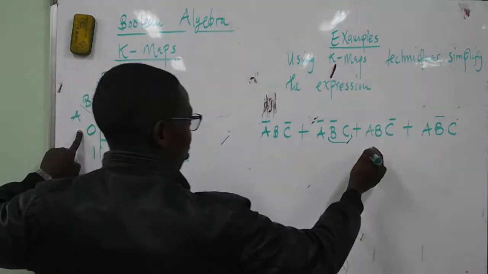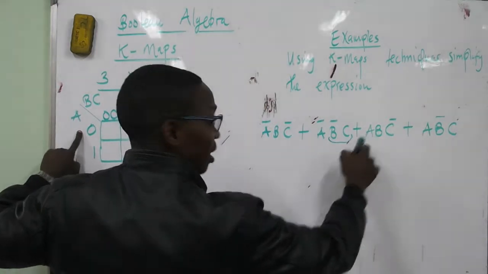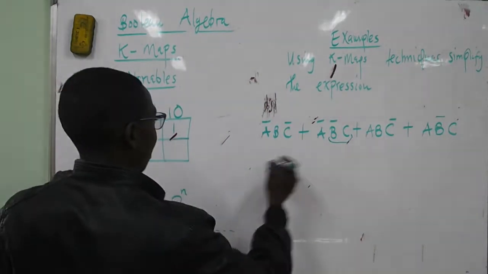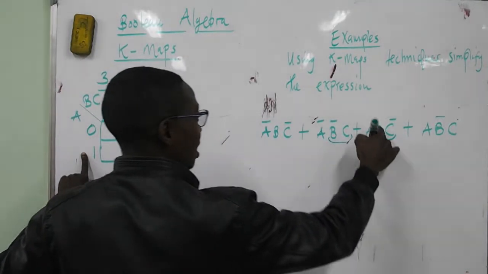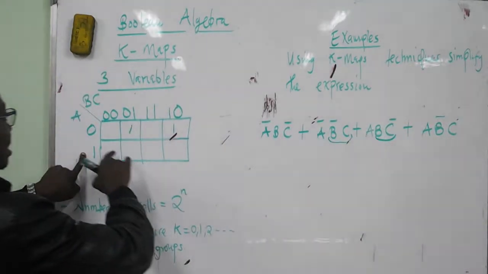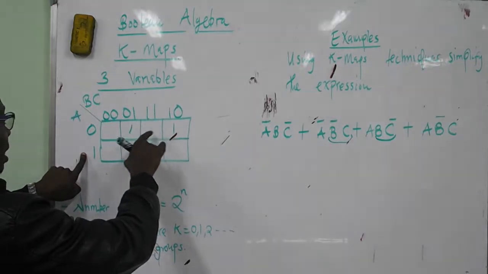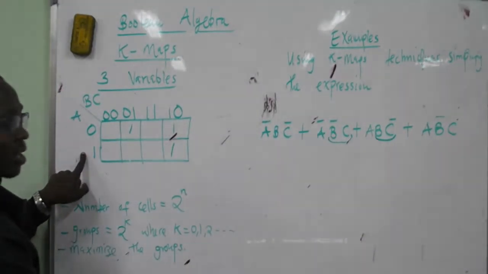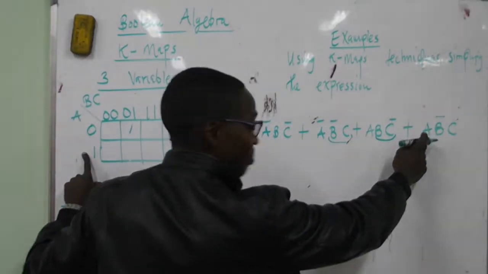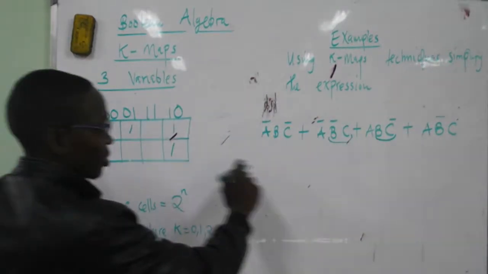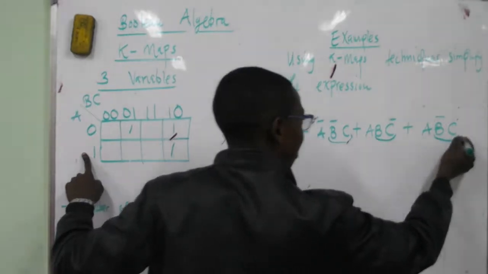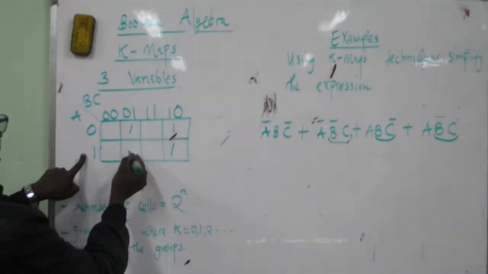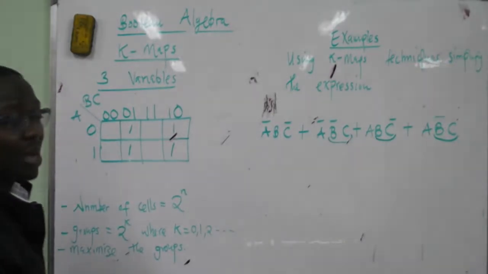Okay, we come to this one. A position where you have A, which is not barred, it is the second row. And then a position where you've got B is not barred, C is barred. So B is not barred, it's this one, but C is barred. So that is the entry there. And the last one, A is not barred, it's this one. And the position where you've got B is barred, but C is not barred. So it's this entry here. The mapping has been done.